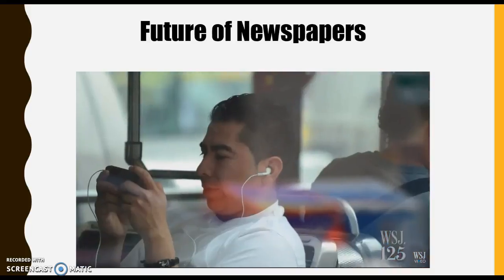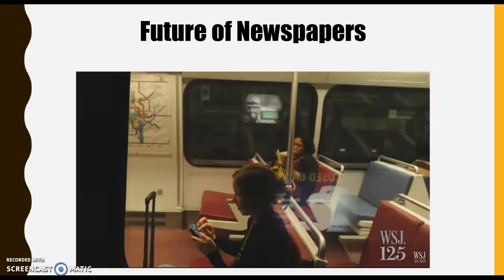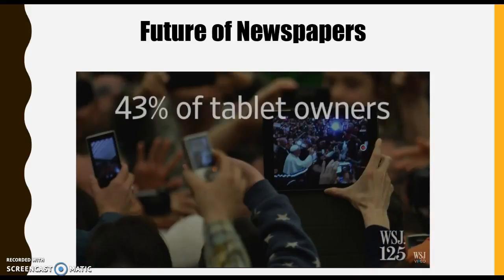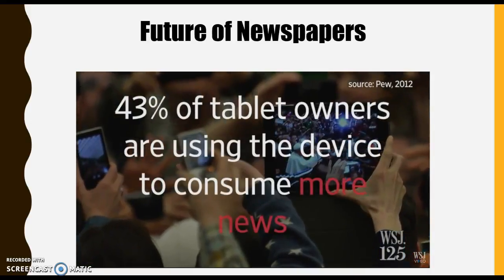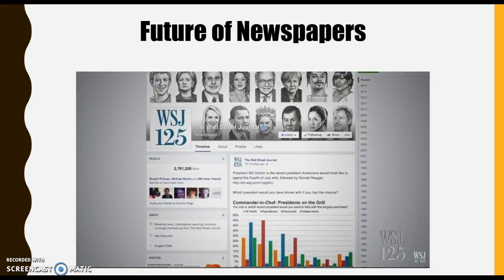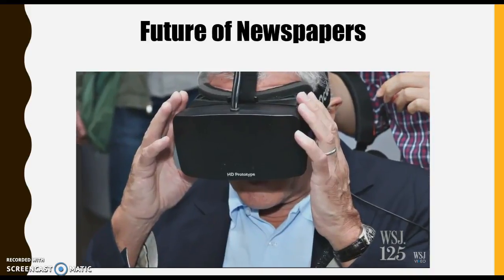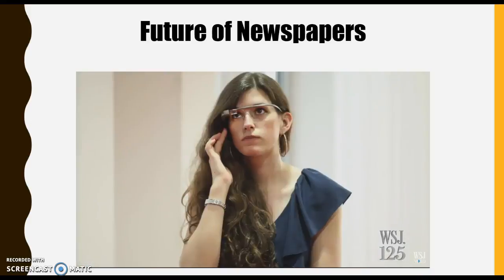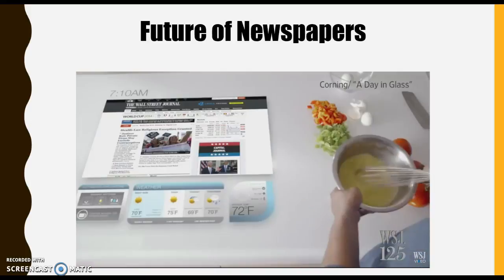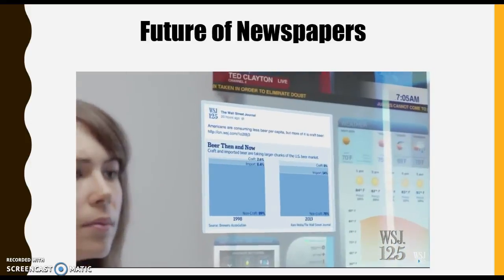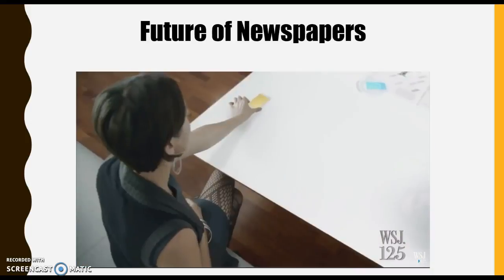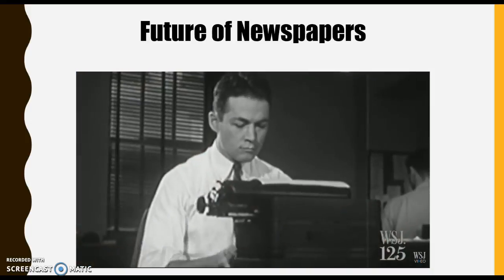Digital technology is feeding us more news in more places than ever before. Today, for example, almost half of U.S. households own a tablet, and 43% of tablet owners report they're using the device to consume more news. Publishers are looking for new ways to deliver the news and on virtually any device, whether it's on your body, like your glasses, or your watch, or in places around the house, refrigerators, countertops. The bathroom mirror could even become the next newsstand. And as our devices get smarter, perhaps so will we. But that part of the story is still being written.